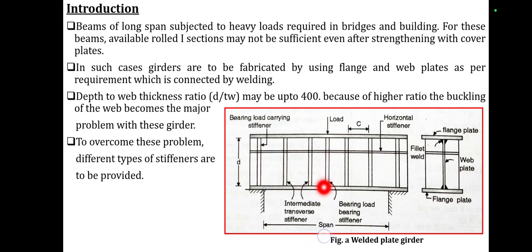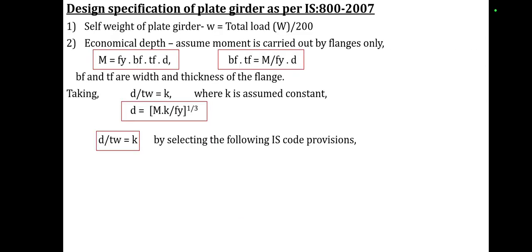The stiffener exactly below the load is called the load bearing stiffener, and horizontal stiffeners are provided at the web to support the web if required. So this is the detailed diagram of a plate girder with depth D and span L. Then we will move towards the design.